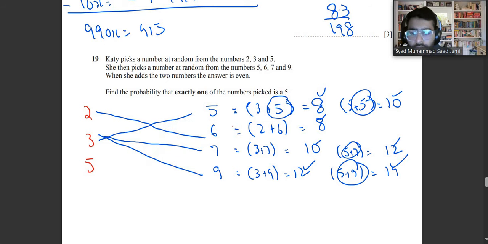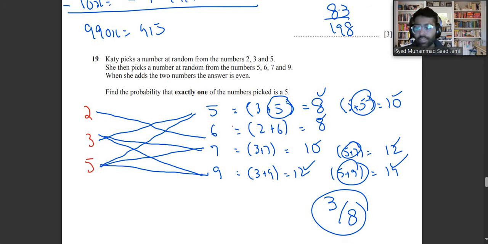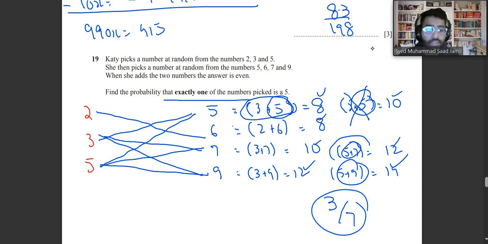So if I do it like this, one of the numbers is 5: 5 and 7, and then we have 5 and 9. So it's going to be 3 out of 7, total there were 7 combinations. Because the question said exactly one of the numbers picked is 5, you cannot pick 5 plus 5, because there are two numbers that are 5. Exactly one number is 5. So the answer is 3 upon 7.